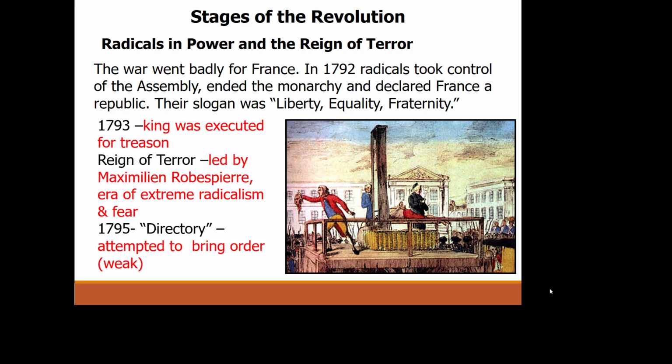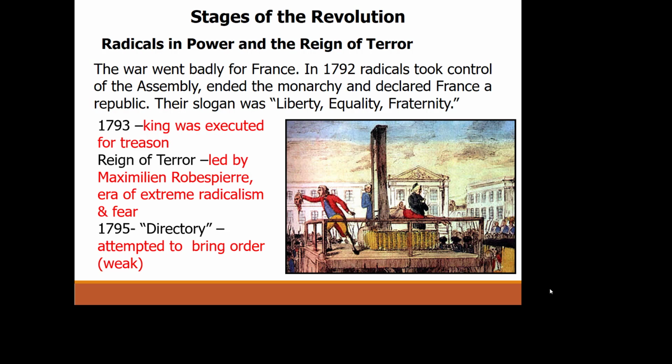The Reign of Terror is this time period for 2 years where Maximilian Robespierre, one of those people you need to know, leads this era of extreme radicalism and fear. Anybody who said really anything against the government, it was punishable by death. There's a story about like a 13-year-old boy who cuts down a tree that had been planted in the name of liberty, and they behead the kid. There's like something like 40,000 people who get beheaded in this 2-year period.